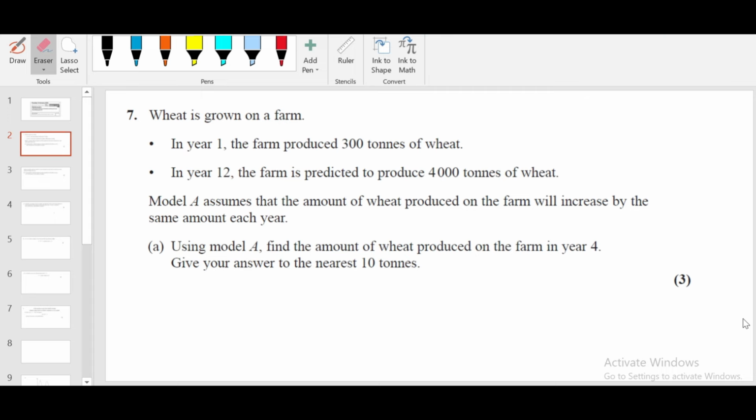It says wheat is grown on a farm. In year 1 the farm produced 300 tons of wheat. In year 12 the farm is predicted to produce 4,000 tons of wheat. Model A assumes the amount of wheat produced on the farm will increase by the same amount each year.